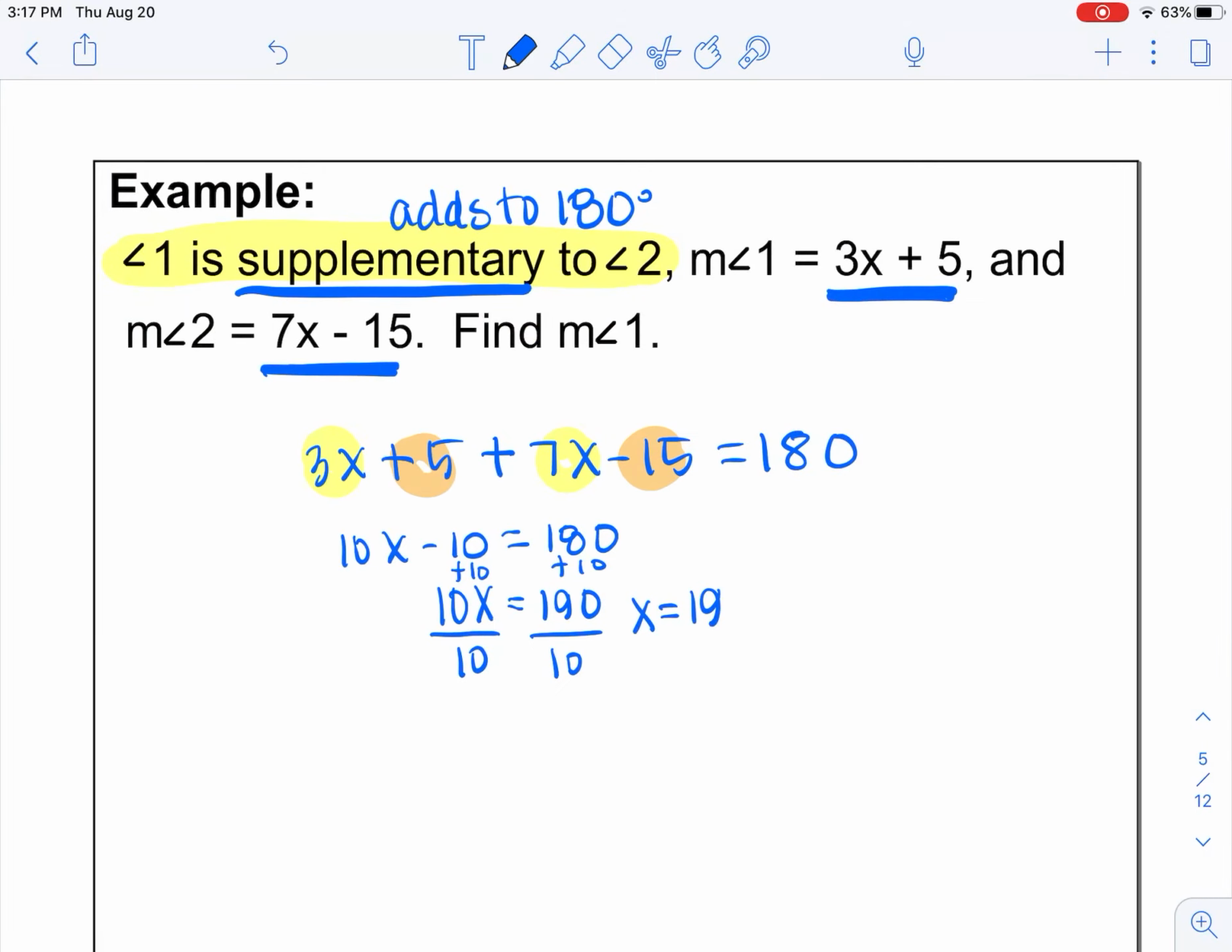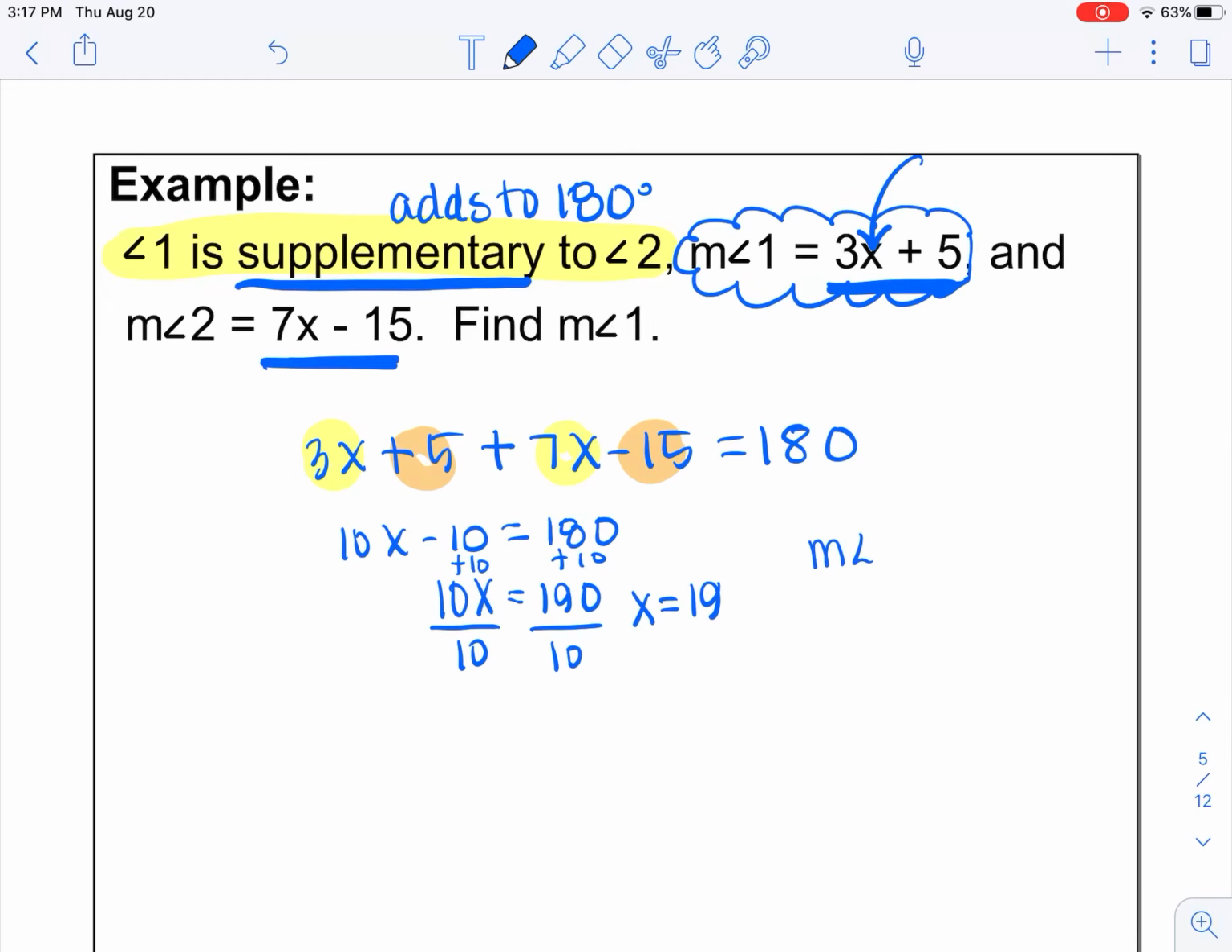Okay, let's see if that's what they asked me to do. They say find x. No, they said find the measure of angle 1. So remember, this is angle 1 right here. And now I know what x is, so I can plug it in right here. So I'm going to say the measure of angle 1 is equal to 3 times 19 plus 5. If you would like to use a calculator to get this answer, you can. You end up getting 62 degrees.